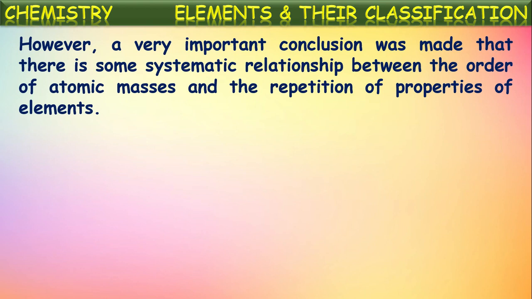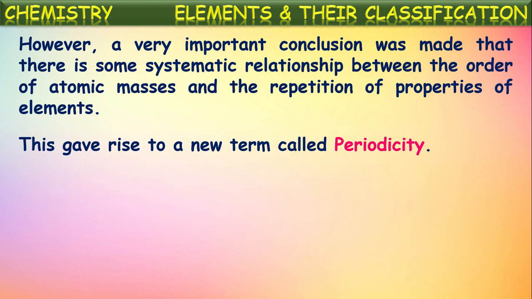However, a very important conclusion was made: that there is some systematic relationship between the order of atomic masses and the repeating properties of elements. So this was found by the Newlands octaves classification. Even though it failed, it gave one clarity: there is a certain relationship between the atomic masses of the elements and their properties. That is, when elements are written in the order of their atomic masses, there is a certain repetition of the properties of one element with some other elements. That was observed here.